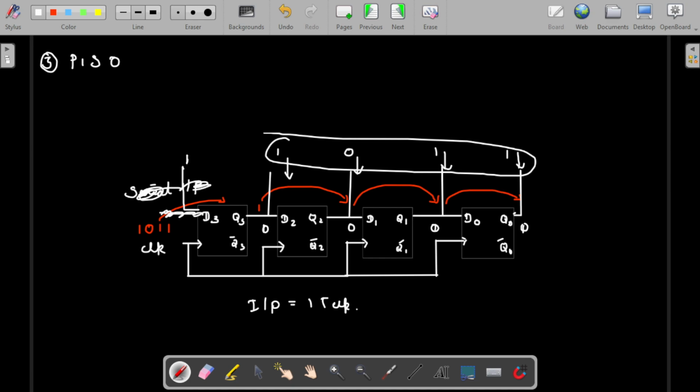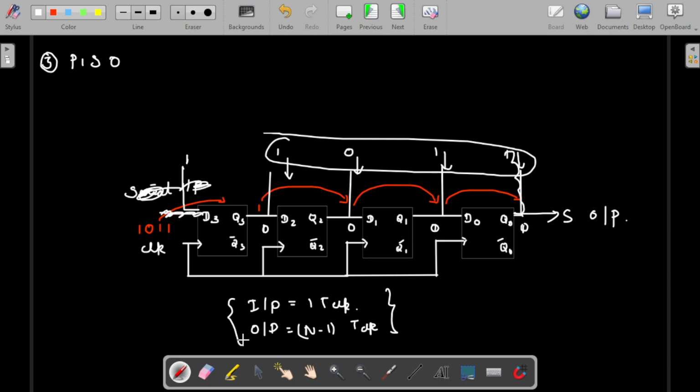But we are taking the output serially only, not parallel output. So parallel input but serial output. How many clock pulses will be needed to get the output? We know whenever there is a serial output, we may need n minus 1 clocks. Okay, so this is very important.